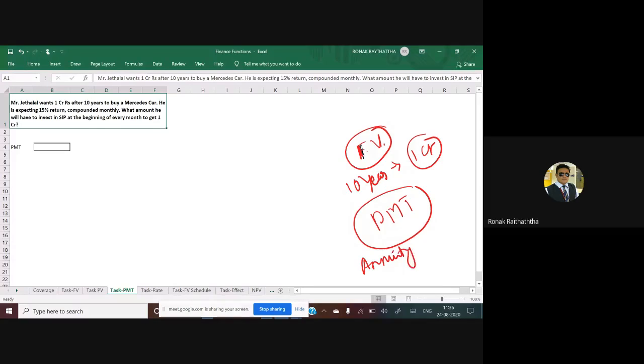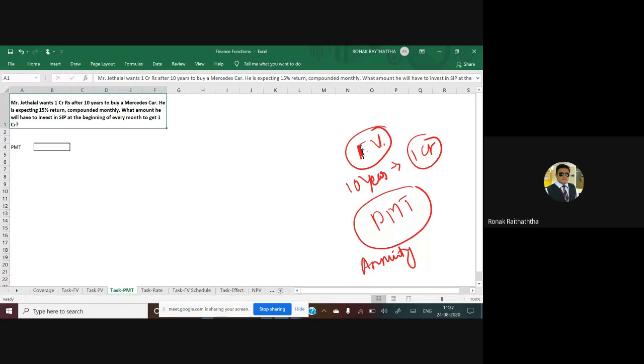If there is no annuity, there is no PMT. PMT stands for the installment amount. As simple as that. So the installment amount might be a cash outflow, it might be a cash inflow. Here in this case, it is a cash outflow for you, and future value is given to you.